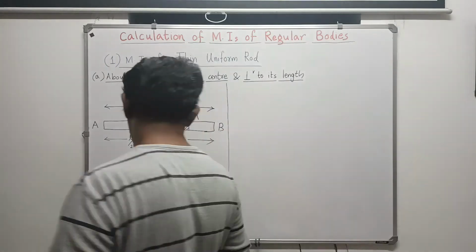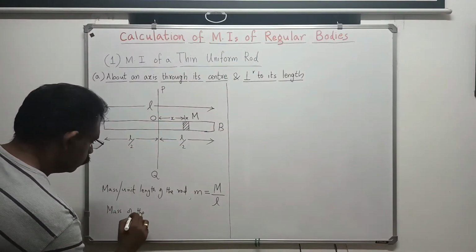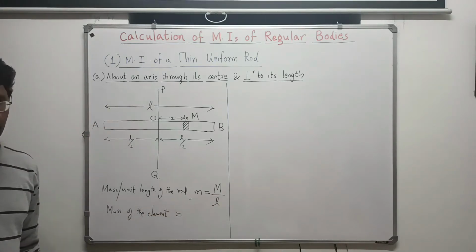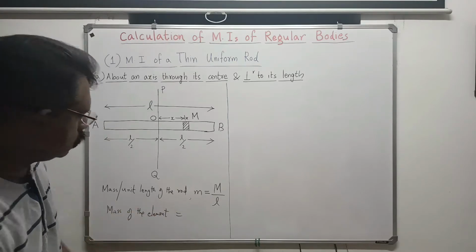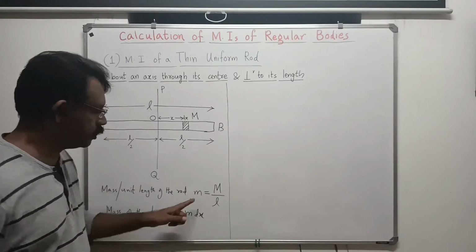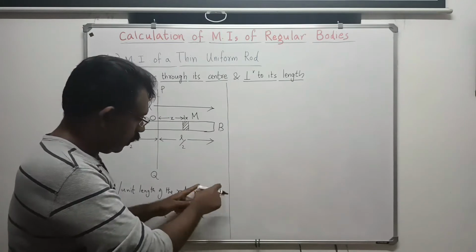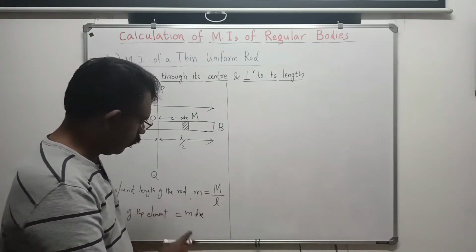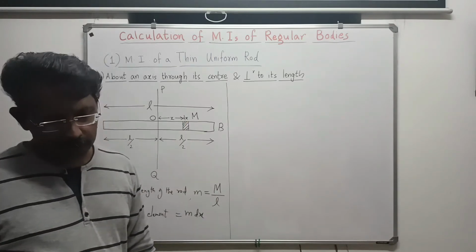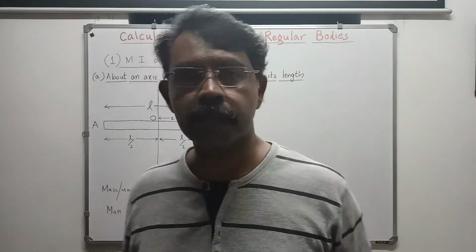The mass of the element will be equal to m by L into dx. Why? This is mass per unit length. When we are considering unit length, the mass is m by L, and when we are considering a length dx, we just multiply by dx. So that is what we get, (m/L) dx. Now after getting the mass of the element, what is the next step?